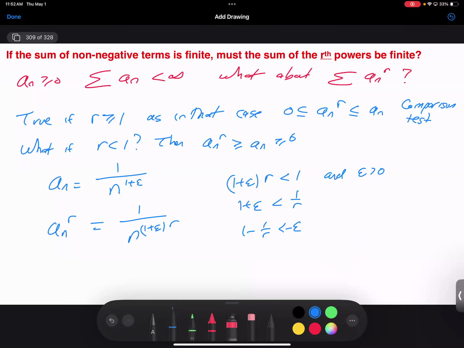Let's go slowly. Okay, so I'll put the epsilon here. So I get epsilon is less than, and I move everything over, 1 over r minus 1. So epsilon is less than 1 minus r over r. Okay, good. So if I choose that for my epsilon, then I will have a sum of non-negative terms that's finite. But if I raise it to the rth power, it will be infinite. So the answer here is a resounding no.